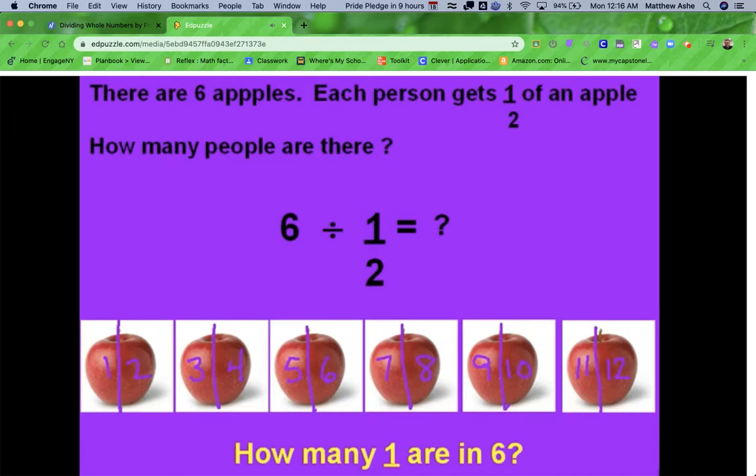I want to make sure I write the answer to my problem. 6 divided by half equals 12. And since my problem was asking me how many people there were to get apples, I'm going to label that 12 people. Now, some of you great mathematicians might be noticing that your quotient, your answer, is actually larger than the numbers you divided. You're absolutely right. That's because we divided a whole number by a fraction. Let's look at another problem.